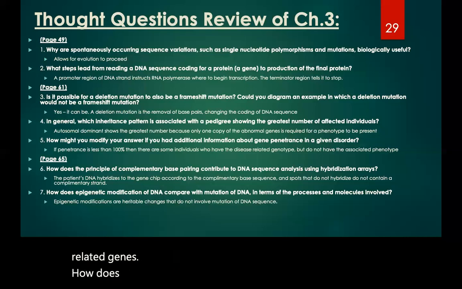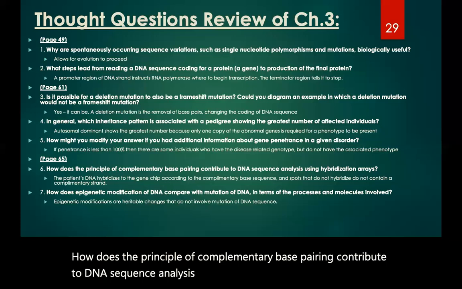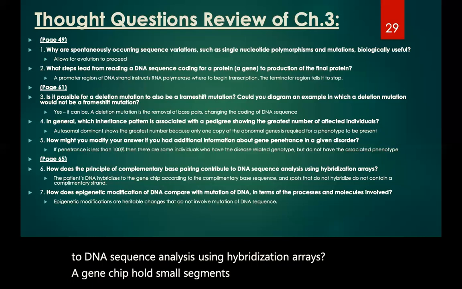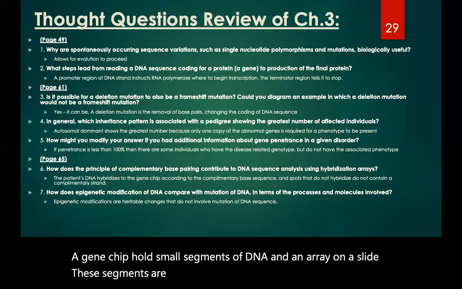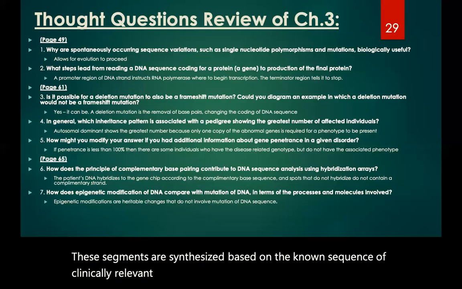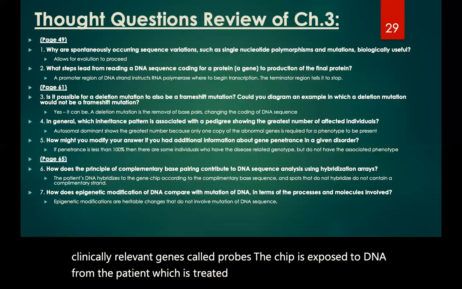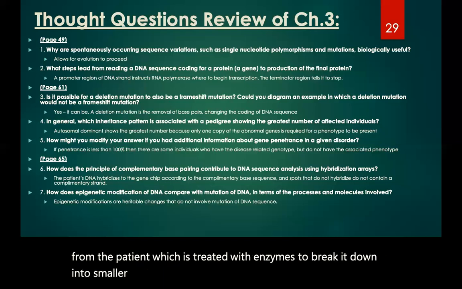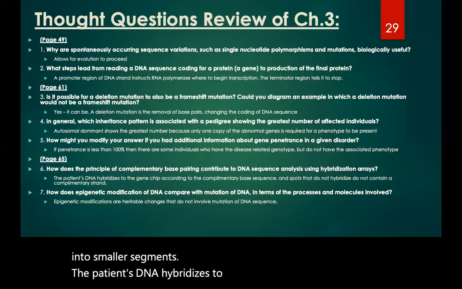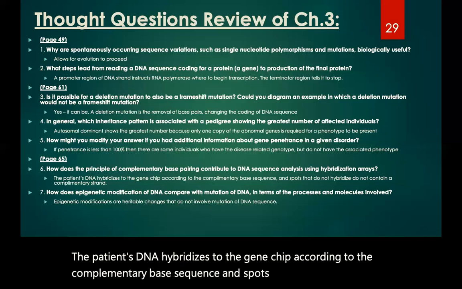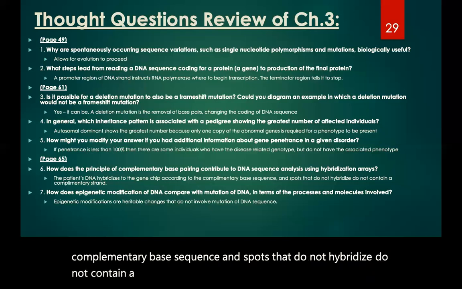Number 6, how does the principle of complementary base pairing contribute to DNA sequence analysis using hybridization arrays? A gene chip holds small segments of DNA in an array on a slide. These segments, called probes, are synthesized based on the known sequence of clinically relevant genes. The chip is exposed to DNA from the patient, which is treated with enzymes to break it down into smaller segments. The patient's DNA hybridizes to the gene chip according to the complementary base sequence, and spots that do not hybridize do not contain a complementary strand.